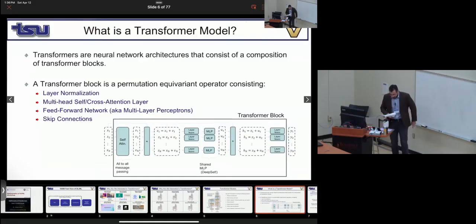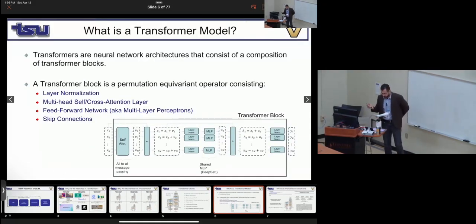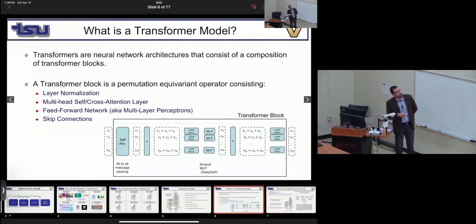Okay, so as I mentioned, transformers are neural network architectures, a new type of architecture that is ubiquitous in different domains, and they consist of a composition of transformer blocks. Okay, and now what is a transformer block? Well, a transformer block is a computational, permutation equivariant operator. Don't worry if you don't know what permutation equivariant is. We will see what we mean by that.